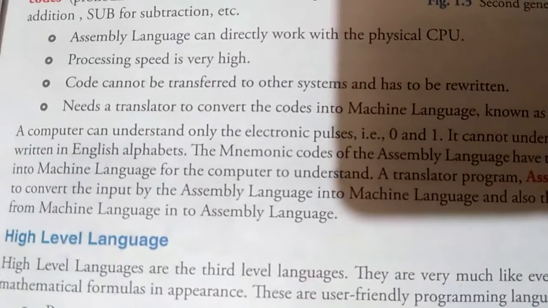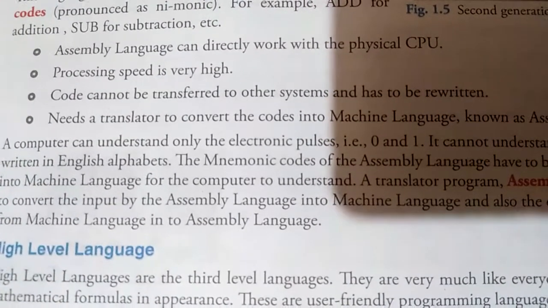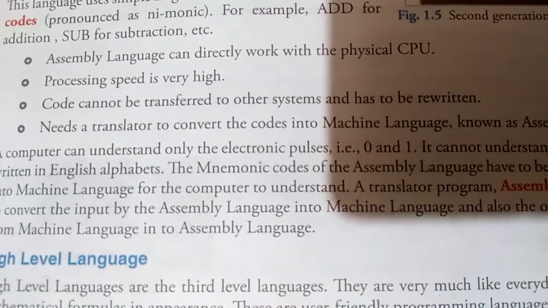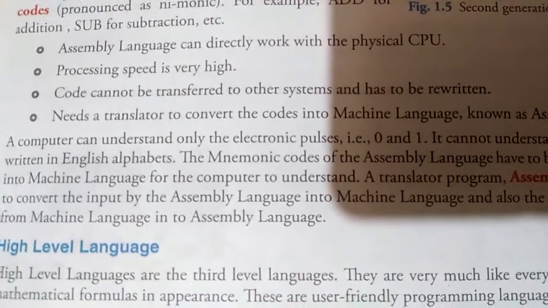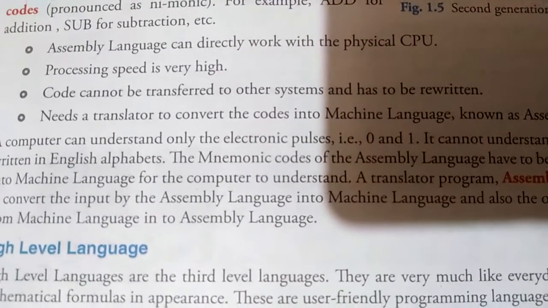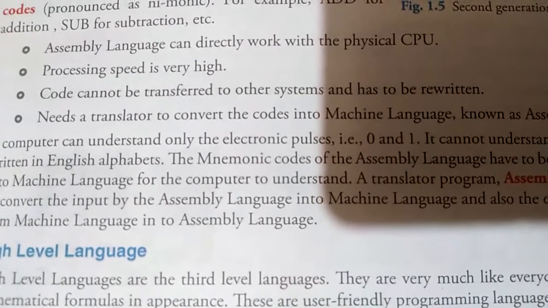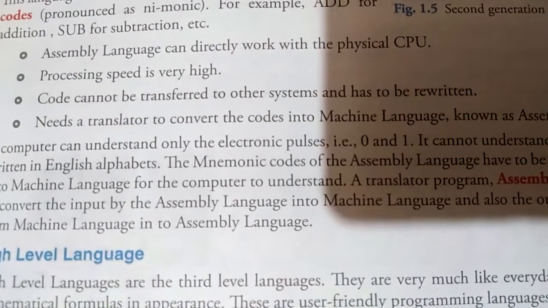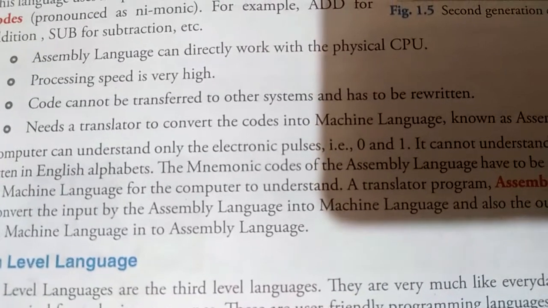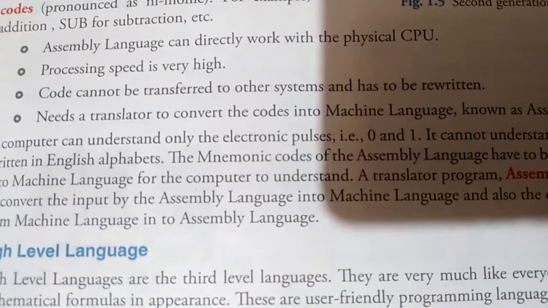Assembly language can directly work with the physical CPU. Process speed is very high. The speed of this language is very high. Code cannot be transferred to other systems; it has to be rewritten. We don't have such a facility to transfer these codes to another system.